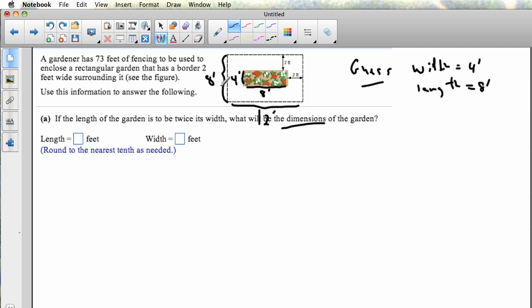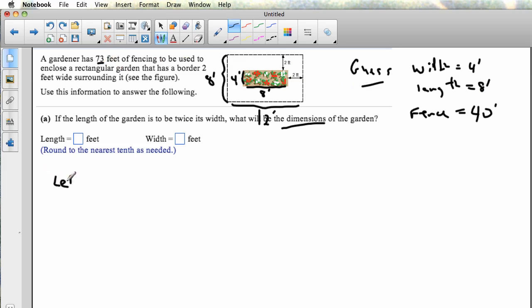So the perimeter of the fence will be 8 feet of fencing here, plus 12 feet, plus 8 feet, plus 12 feet. The amount of fence that I need is just going to be the sum of all 4 of those values. So 8 plus 12 plus 8 plus 12. The amount of fence I have in this case will be 40 feet. That's not as big as I can make it because I have 73 feet of fencing available. But now I'm ready to solve the problem.